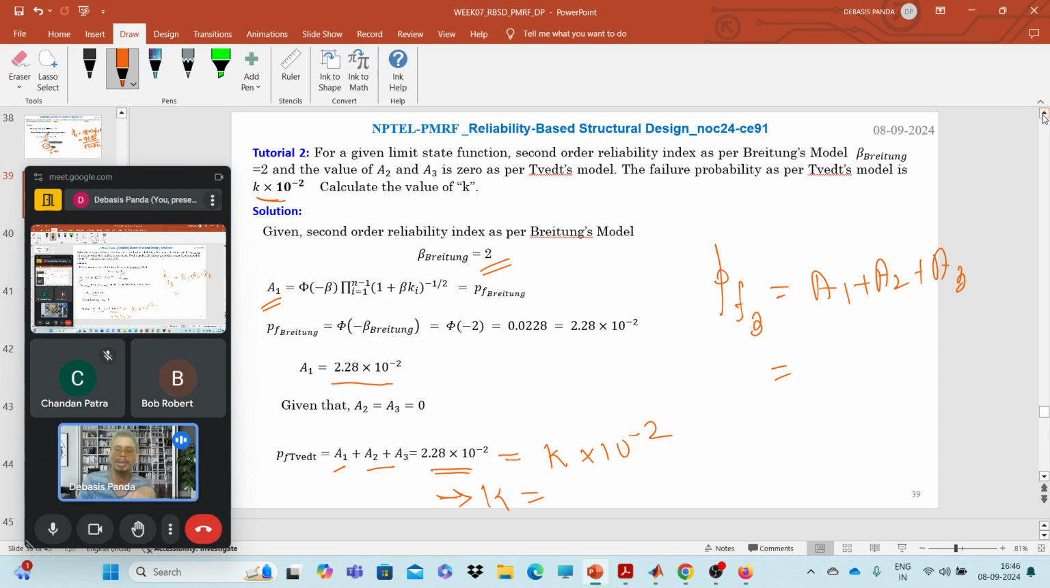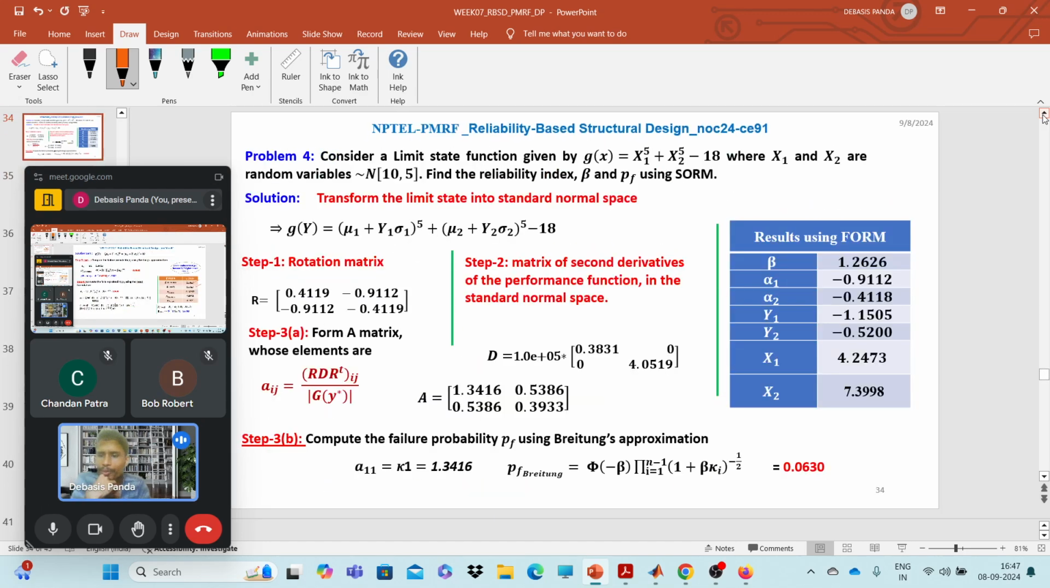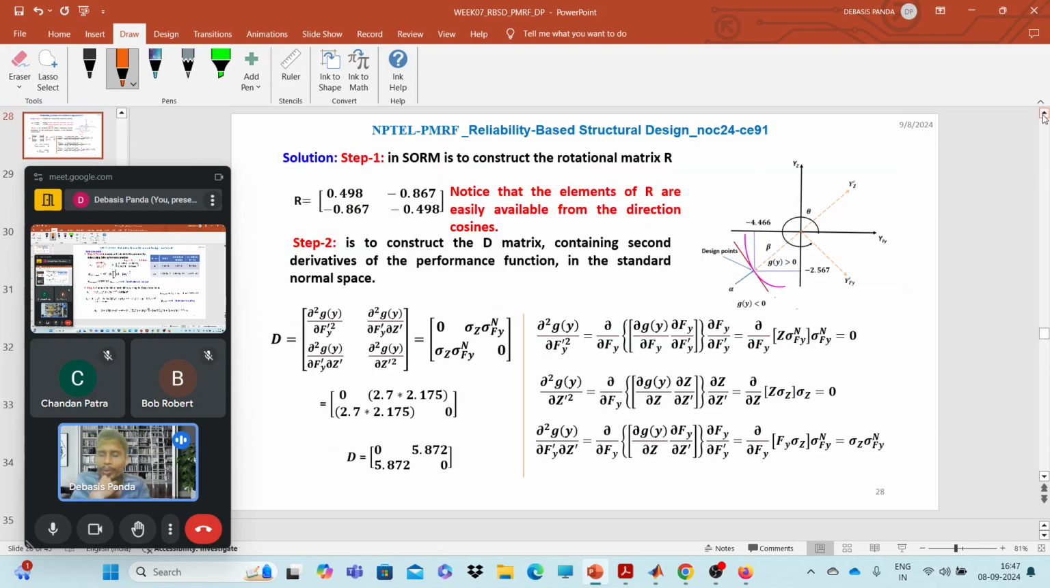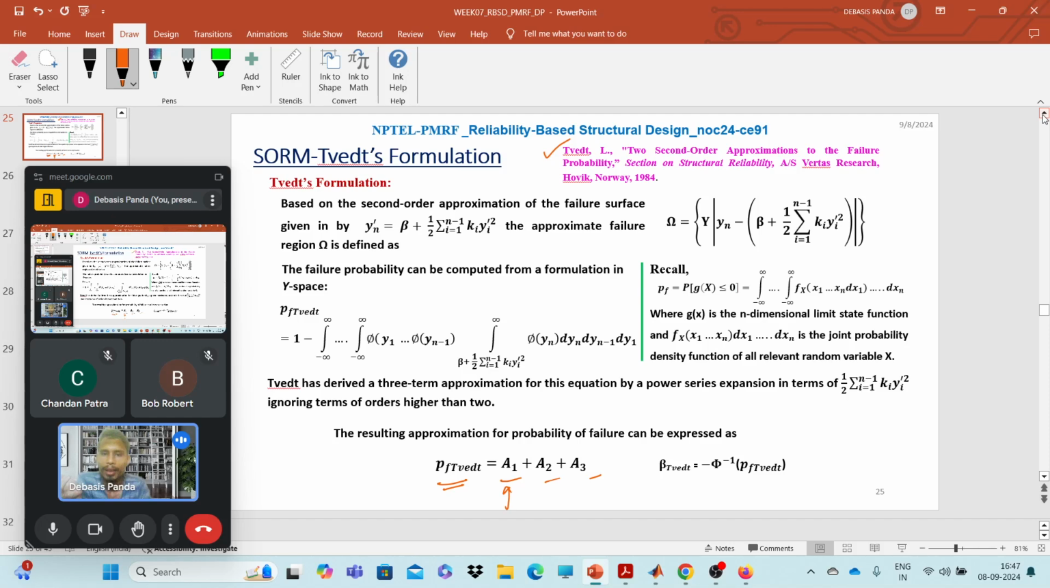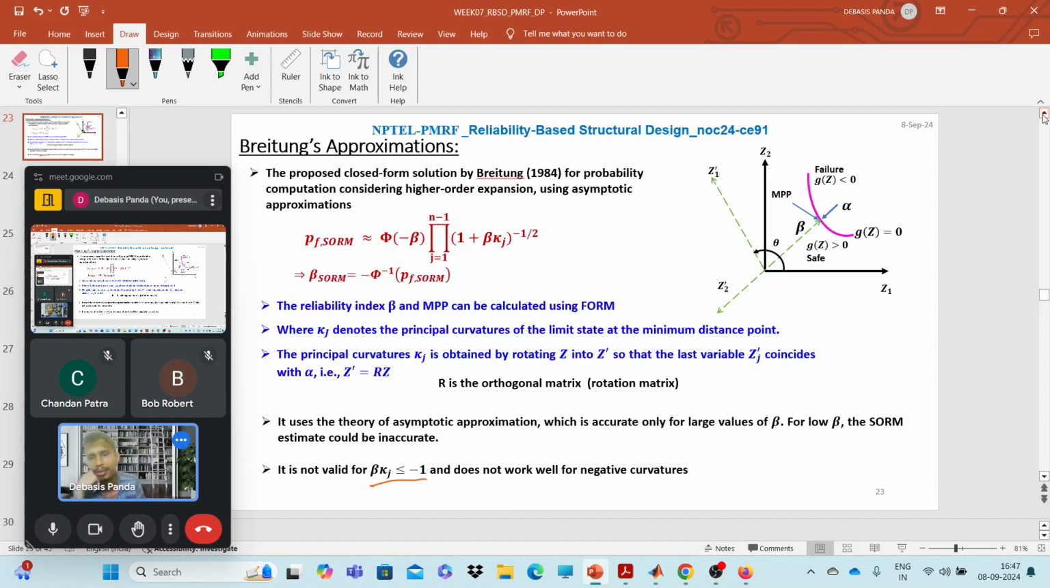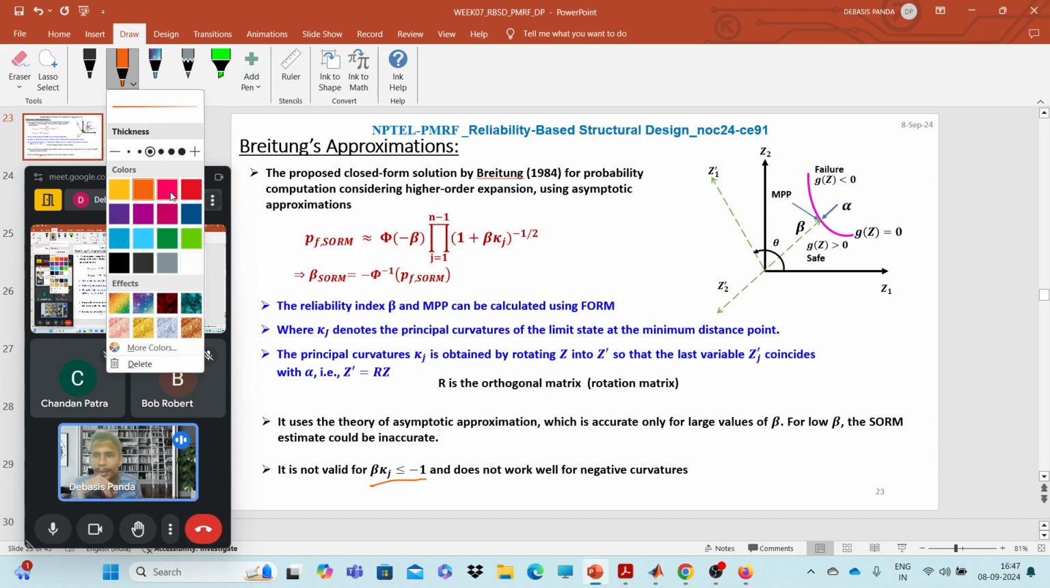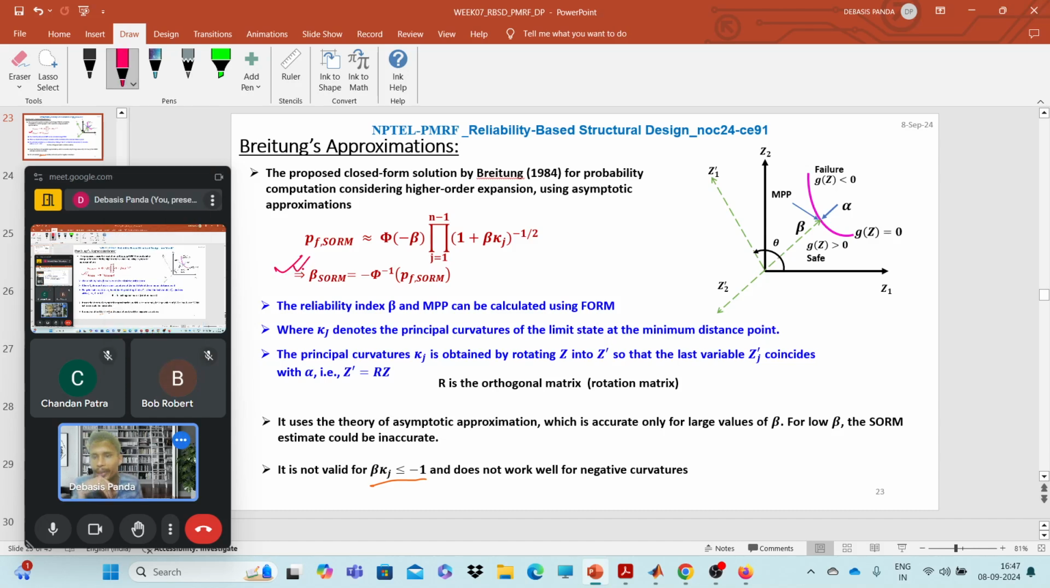Now in the second order reliability method, if we solve using the Breitung approximation, what we have seen is that Breitung proposed a closed form solution using the concept of asymptotic integral. Here we can see that if we have this model, we can easily calculate the probability of failure using this equation, and once we have the probability of failure, we can easily get the corresponding beta value from here, right? Now to do this, we need to calculate the kappa values.